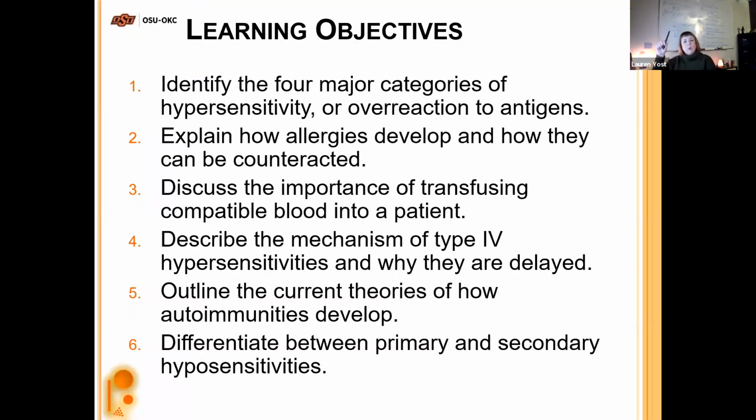We're going to talk about the 4 categories of hypersensitivity, or the 4 categories of overreaction to antigens, how allergies develop, how they can be counteracted, transfusing compatible blood, what happens if you do incompatible blood. Describe the mechanism of type 4 hypersensitivities and why they are delayed, and you will understand it in a moment. The theories on how autoimmunities develop in the first place, and we're going to talk about the difference between primary and secondary hyposensitivities.